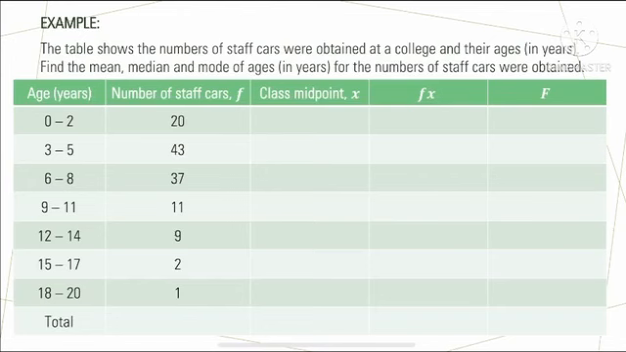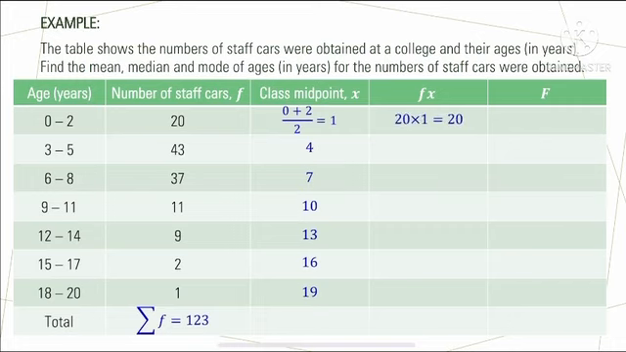The total frequency is 123. The class midpoint is the average of lower and upper limits. The fx is the multiplication of frequency with its corresponding x or midpoint. The total fx is equal to 729.